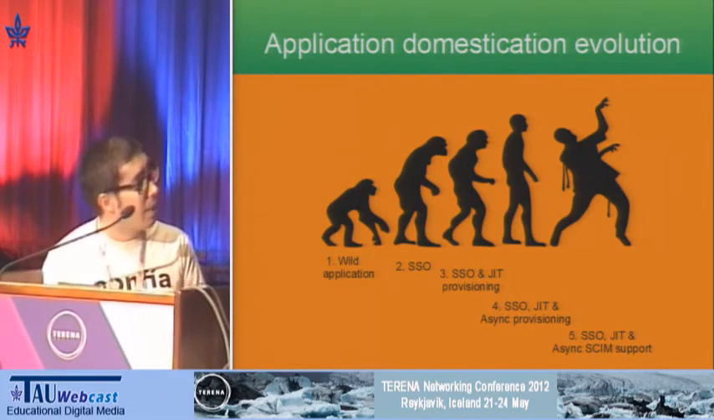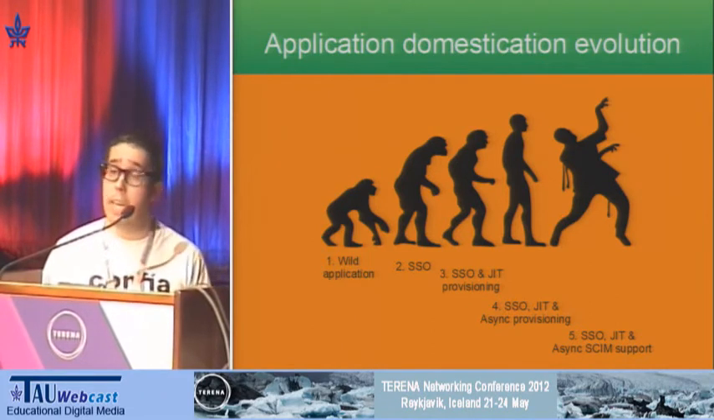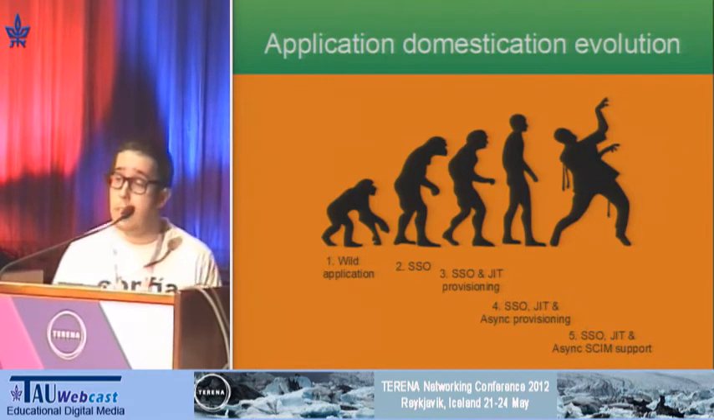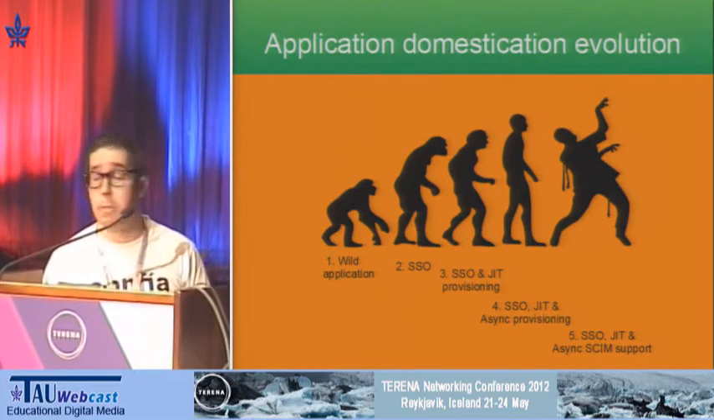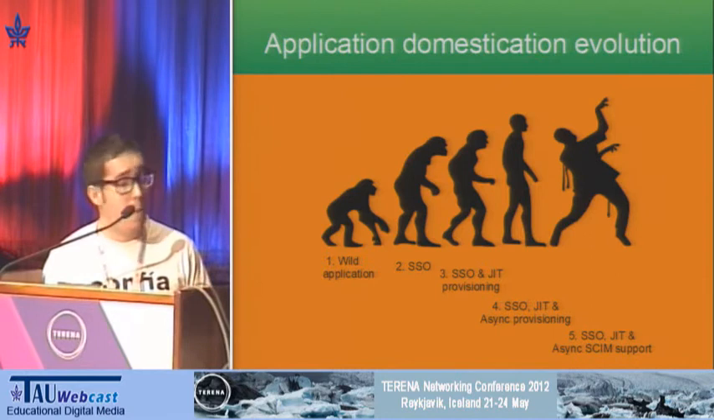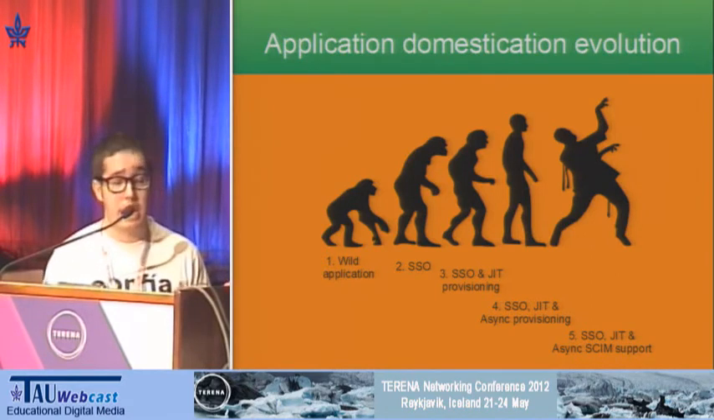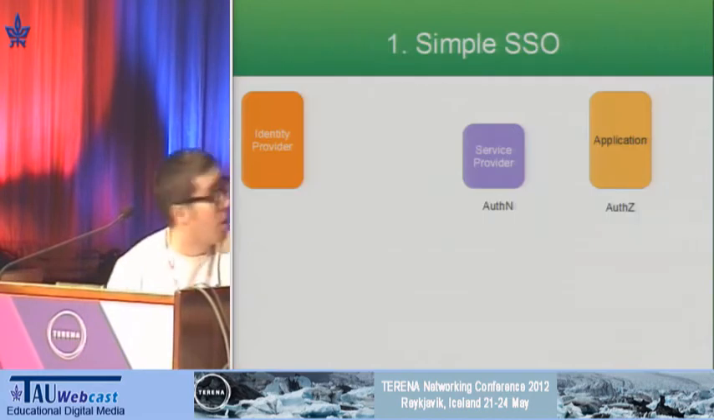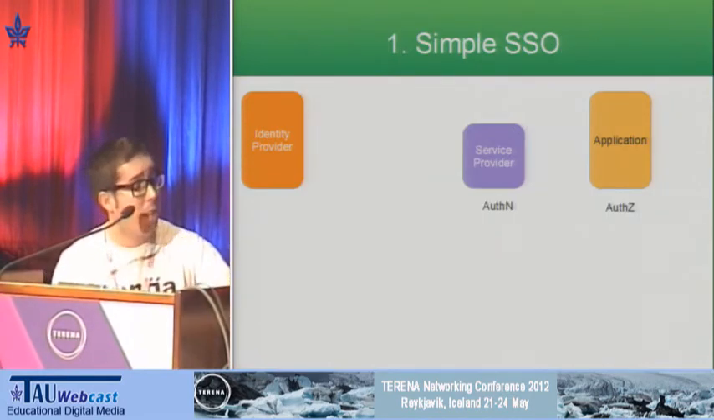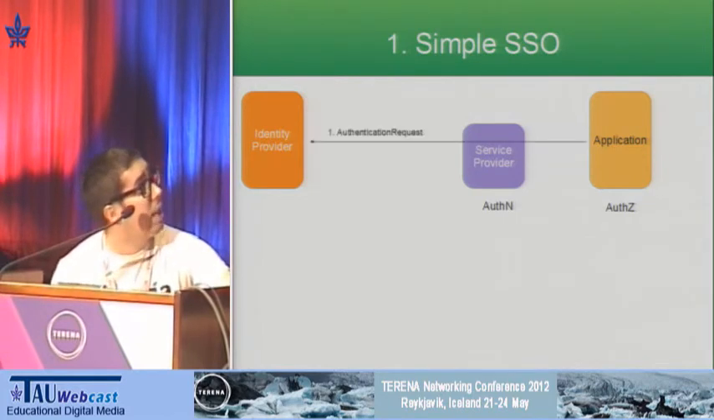Then in the next step, we have single sign-on applications that also do just-in-time provisioning of users. And then the next one, which is the one we made, is single sign-on with just-in-time provisioning, but also asynchronous provisioning. And the next step we will see soon is more or less the same, but with the use of new standards like SCIM.